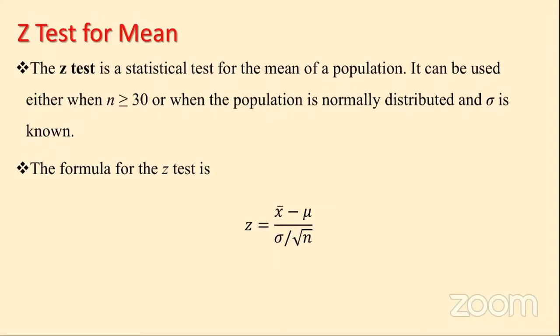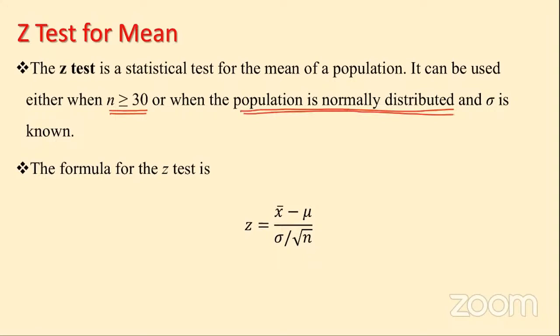The Z test for mean is a statistical test for the mean of the population. It can be used either when n is greater than or equal to 30. If you remember from the central limit theorem, if n is greater than or equal to 30, the sampling distribution of the sample mean is always normal. That's why n is greater than or equal to 30. Or if the population is normally distributed, the sampling distribution is always normal. In both cases, this is what we get from the central limit theorem.